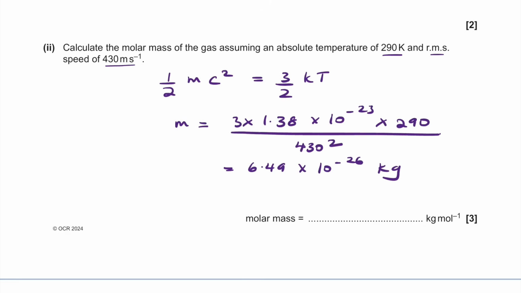And in order to work out the molar mass, it would just be times by the Avogadro's constant, which is 6.02 times 10 to the 23, and that would give me 0.039 kilograms per mole.